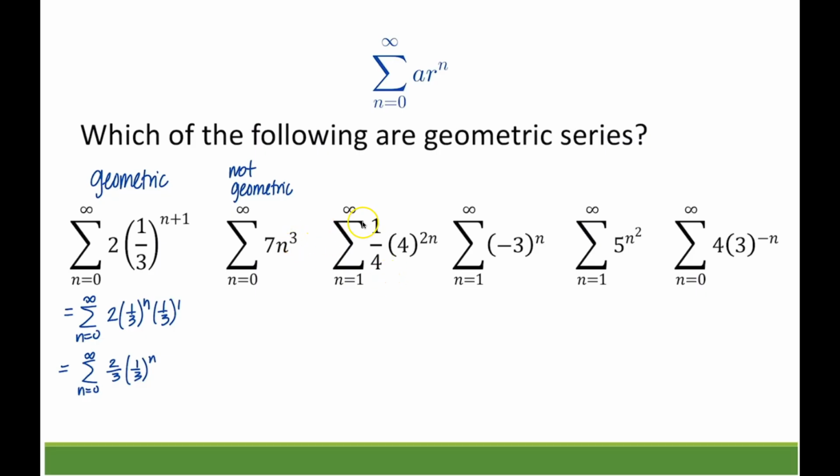All right, the third example, the sum of n equals 1 to infinity of 1/4 times 4 to the 2n. So this is also geometric. And what we're looking for again is that number in front and then a number in the base. So we have 4 in the base, and then in the exponent I have n to the first power. So it's okay that it has a 2 there, although that is going to affect what the value of r is. So here the value of r is not 4.